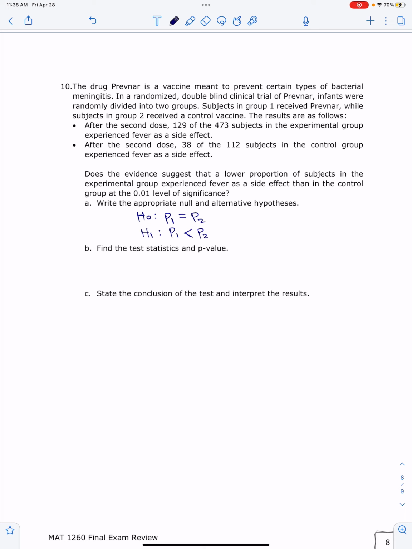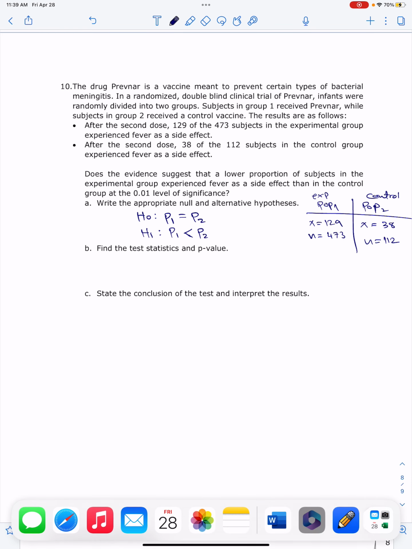Now I'm going to collect my information. I'm going to say this is population 1 and this is population 2, or you could say this is the experimental group and this is the control group. So for the experiment group, we have X equal to 129, and N, the sample size, was 473. And for the control group, X was 38 and the sample size was 112.